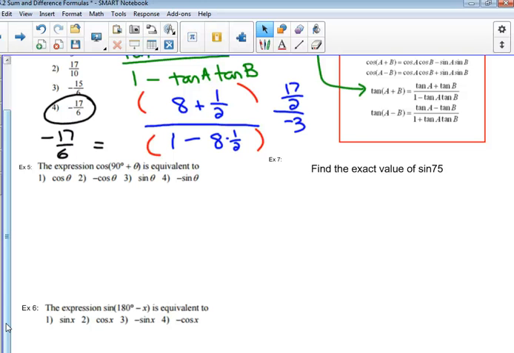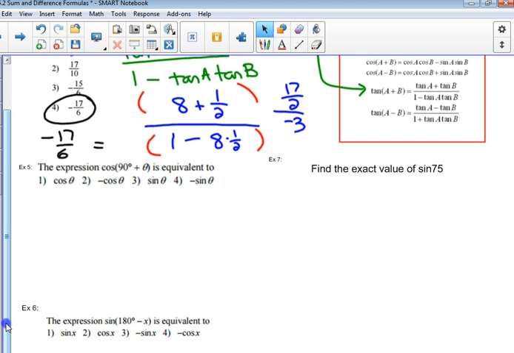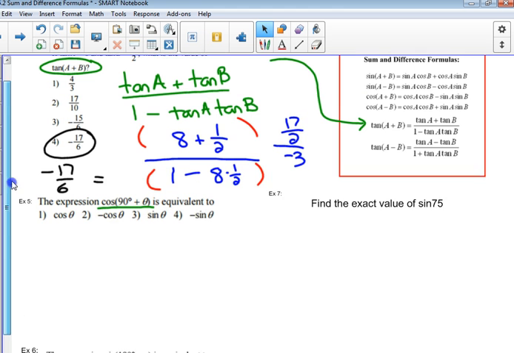These next two are very similar. I see these a lot on multiple choice. Cosine of 90 plus theta. Which one do you guys think you should be using?